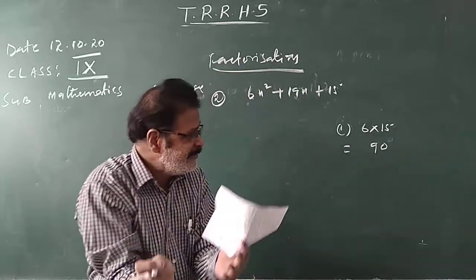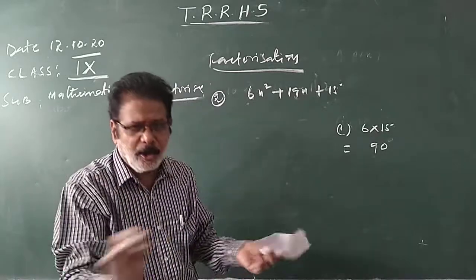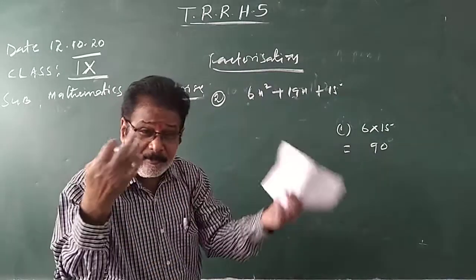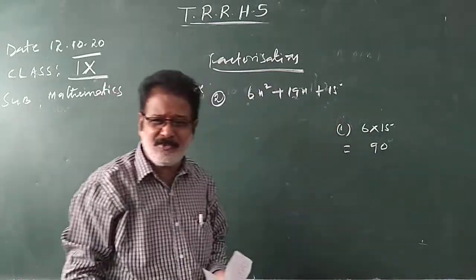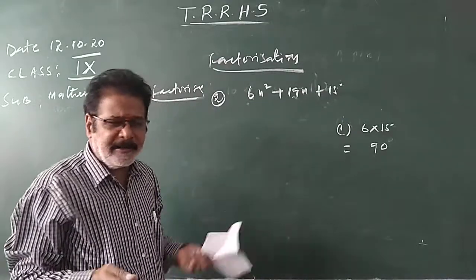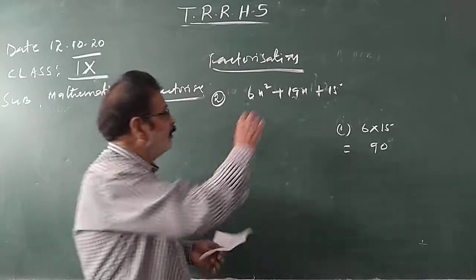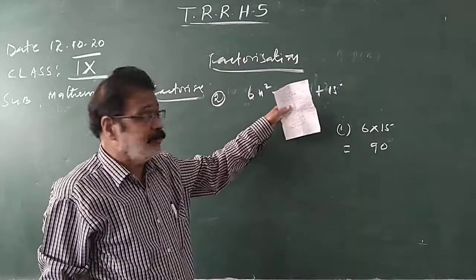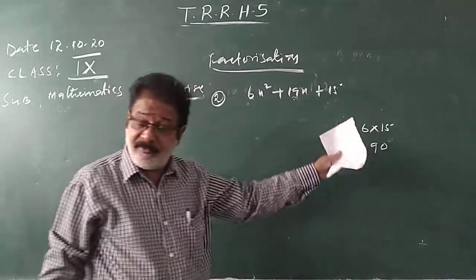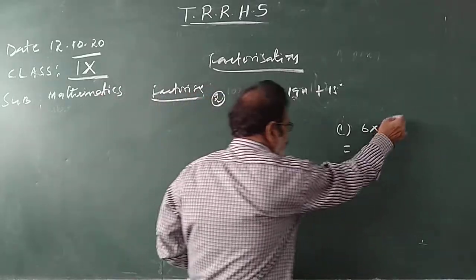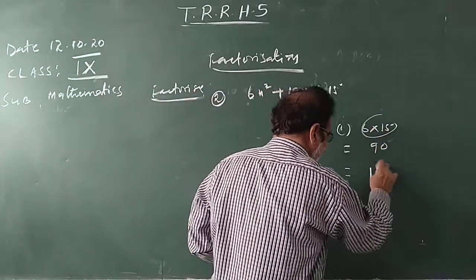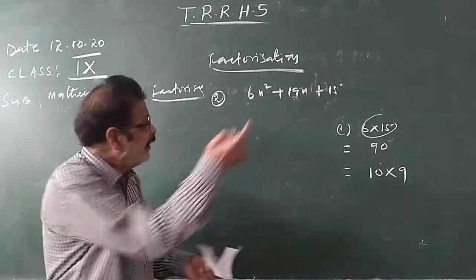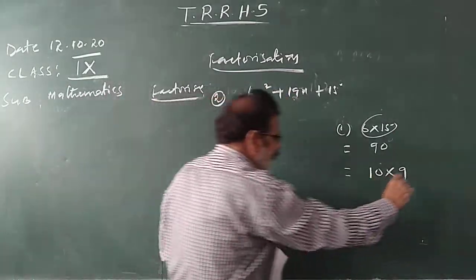So I split 90 as 6 into 15. 6 plus 15 is 21, not 19. It is not suitable. Now subtract, 15 minus 6 is 9. It is also not suitable. The product you are getting is 90, but when you add or subtract them, it must be equal to the middle term coefficient. So split 90 another way: 10 into 9, 90. 10 plus 9 is 19. It is suitable.